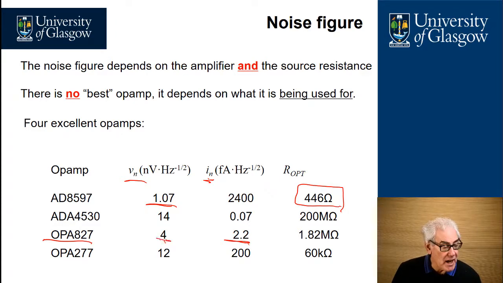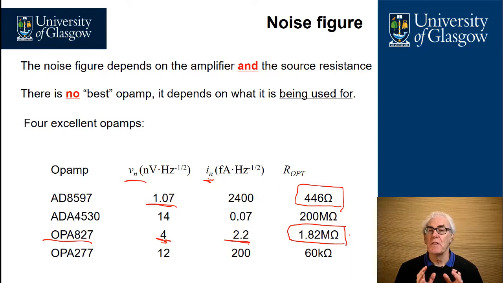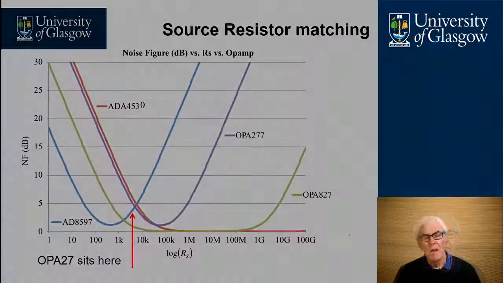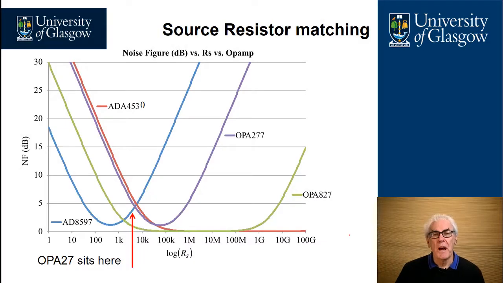It also has a higher noise voltage, so its optimum input resistance, source resistance, would be 1.82 megohms. So it's important to understand and examine what the source resistance is in your application before you choose your amplifier. We can also plot this graphically on a scale.